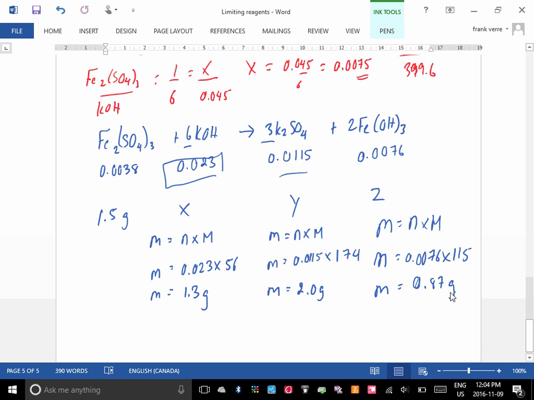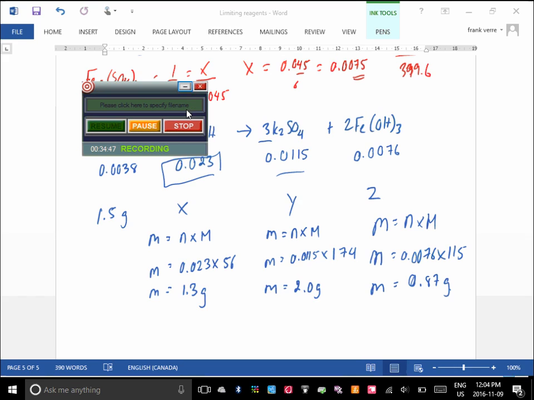Again, we rounded it off, so it's going to be off a little bit, but that's okay. But that's the big idea. All right, ladies, so that's it. Limiting reactants. The end.